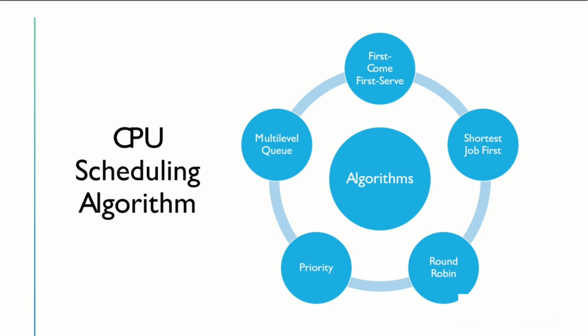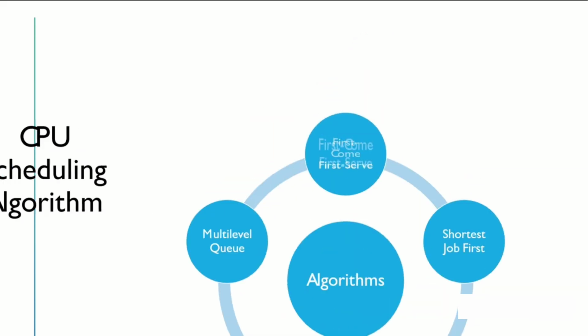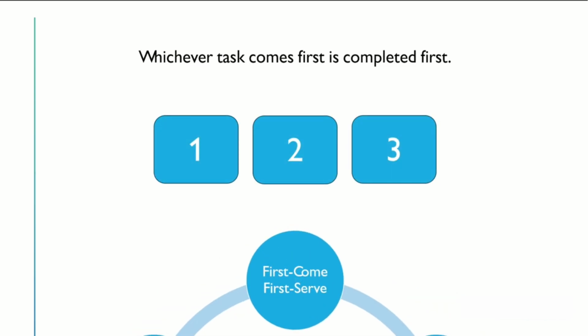There are five of them. One is called first come, first serve. Then you have shortest job first, round robin, priority algorithm, and multi-level queue. Starting with first come, first serve. As the title indicates, whichever task comes first is completed first. So if you have three tasks, task 1, 2, and 3, task 1 has reached first, task 2 has reached next, and then task 3 has reached last or has been clicked last, then the processes will happen in the same order. Task 1 will be completed first, then task 2, and then task 3.